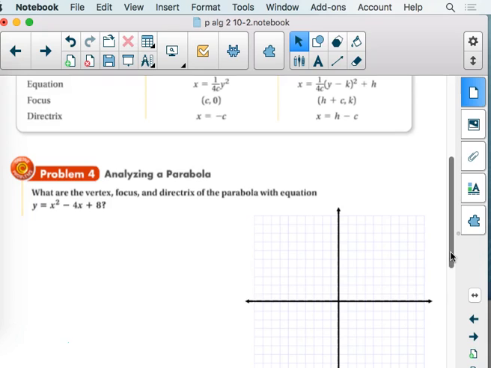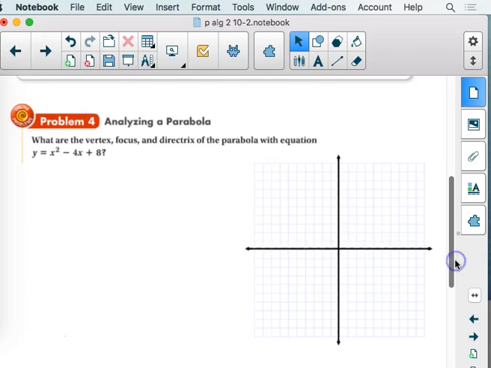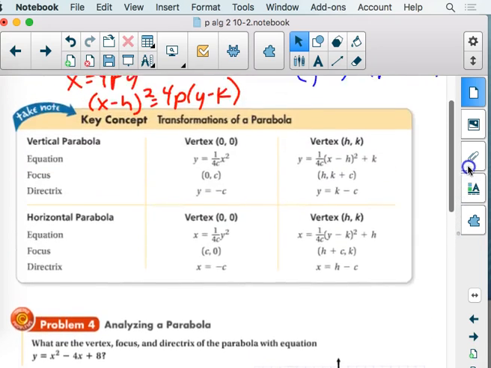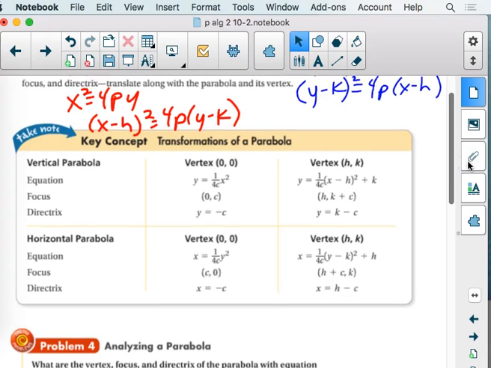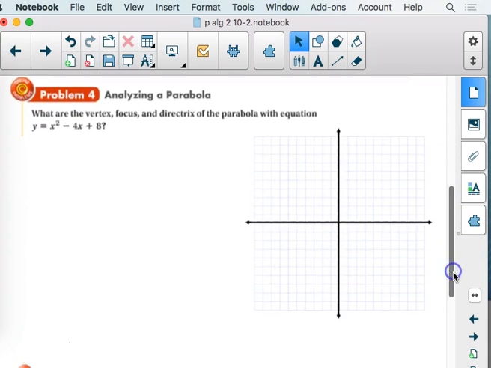So problem 4 says we're going to analyze a parabola, and I look at it and I think to myself, that doesn't look like any of the stuff we were just doing. And that's because we have to complete the square. You guys remember completing the square? We need to make this look like this and this. So we have to complete the square. So let's see what happens. All right. y equals x squared minus 4x plus 8. Is 8 a perfect square?